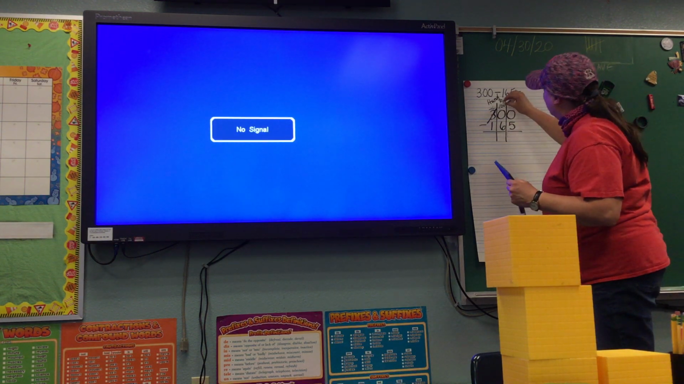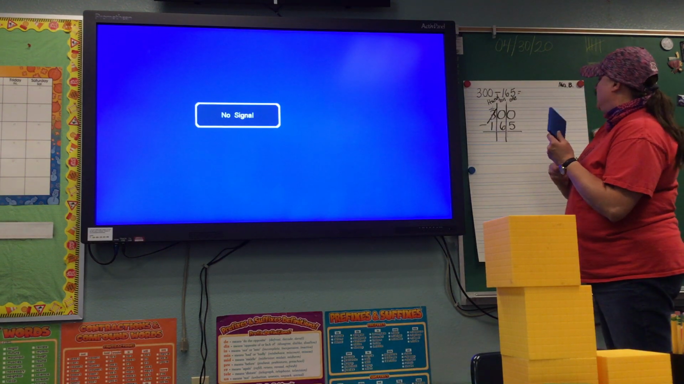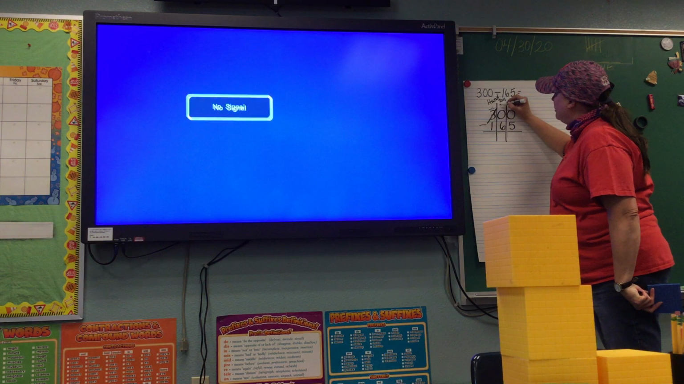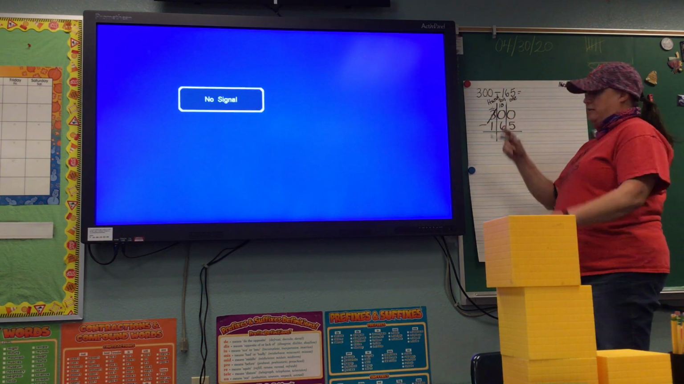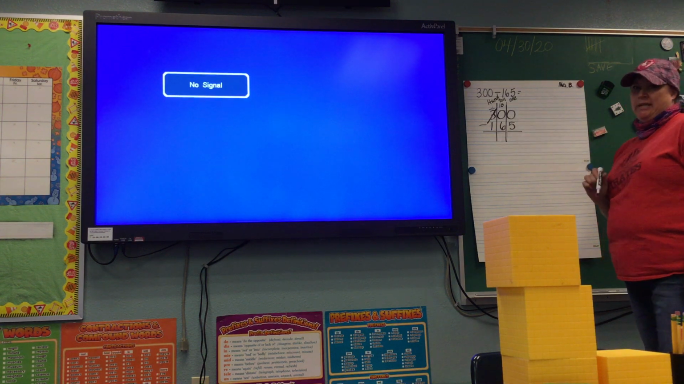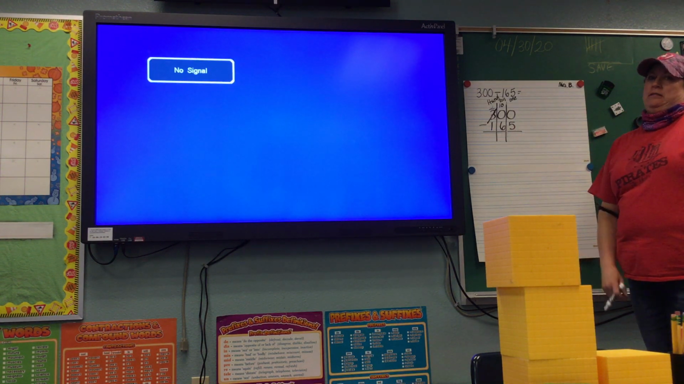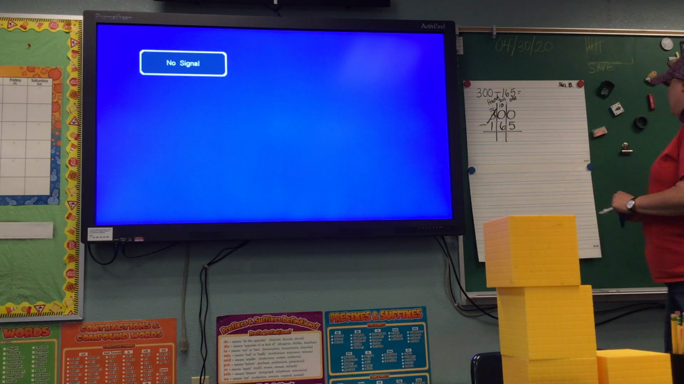Okay, so let me put that up here. I'm going to chop it back up into tens. So now, instead of no tens, I have 10. I cut this back up into tens. Now, is 10 big enough to handle 6? It sure is, but wait a minute. I haven't done my ones yet. Okay, so let's come over here and look at the ones.